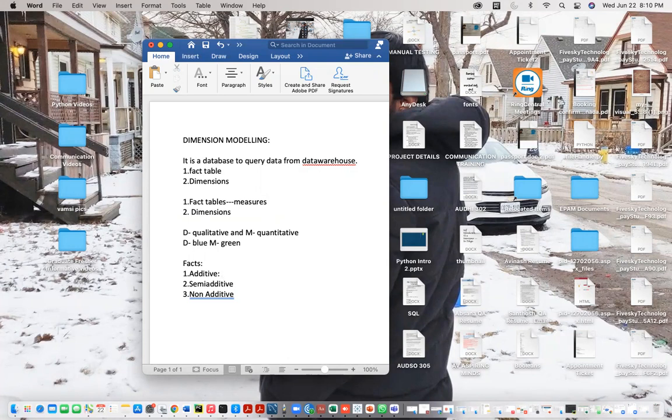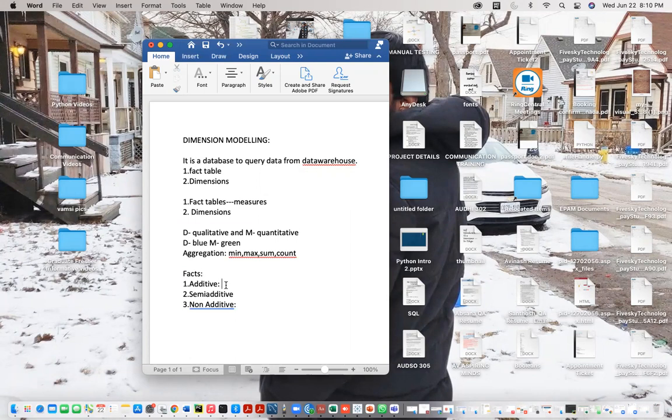To understand the concept of additive, semi-additive, or non-additive, you have to understand one concept called aggregation. What do you mean by aggregation? Aggregation is nothing but functions. We use functions like minimum, maximum, sum, count, etc. These all together are known as aggregations.